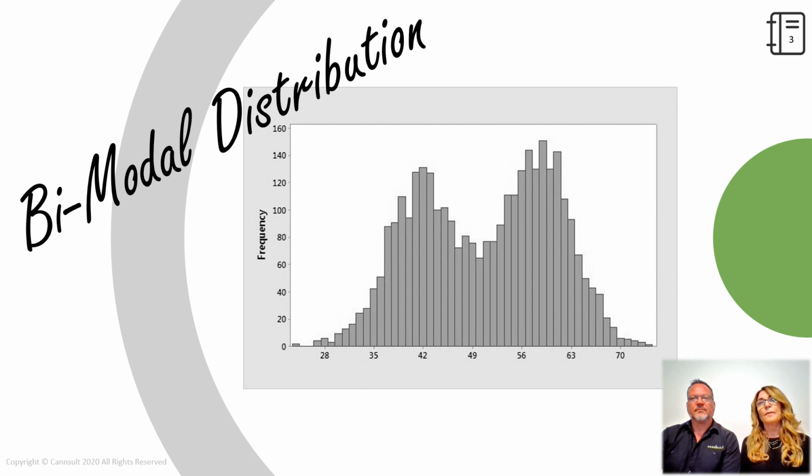For example, let's say that we measure the height of all the employees of a large company. In the example shown here, there's a peak around 42 or so and a peak around 58 or so. It's almost as if 2 symmetrical bell-shaped histograms were shoved together. There would be a peak around the typical height of a man and a peak around the typical height of a woman.